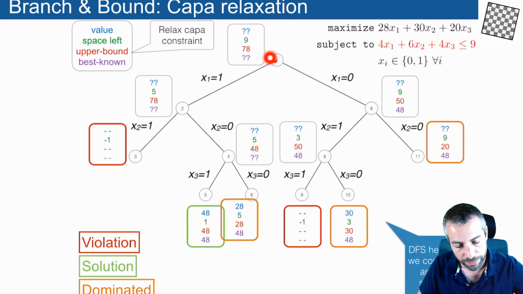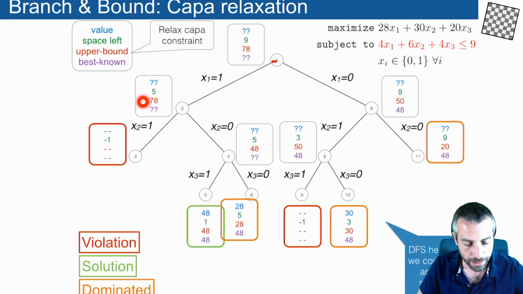And then you go to the left because we are exploring in depth first search, and you take the item 1. We select it. If you select it, obviously the capacity is now reduced to 5, because you see that this item was taking a space of 4. So the capacity now is 5, and the upper bound didn't change. You still can take this one and this one, and you know that you have already taken the 28 for sure.